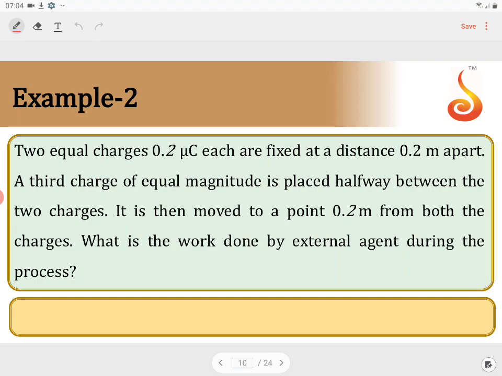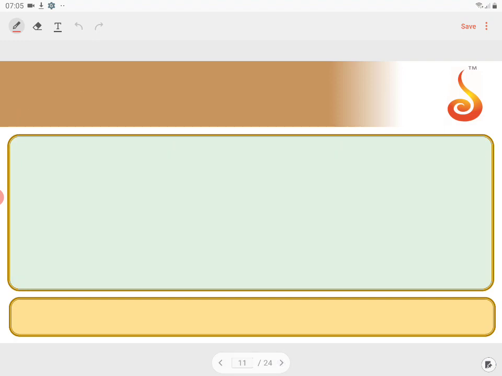So first we have to find the potential at the initial point and final point of the third charge due to the other two charges, and then the work done by the external agent will be V final minus V initial into the charge which you are moving. Or else, straight away you calculate the potential energy of the three particle system at the initial configuration and final configuration, and the work done will be U final minus U initial. So either way you can do this.